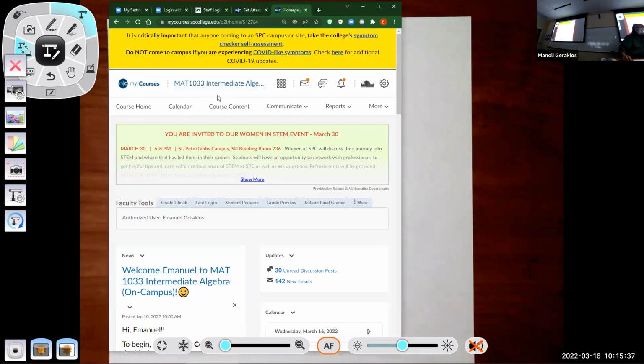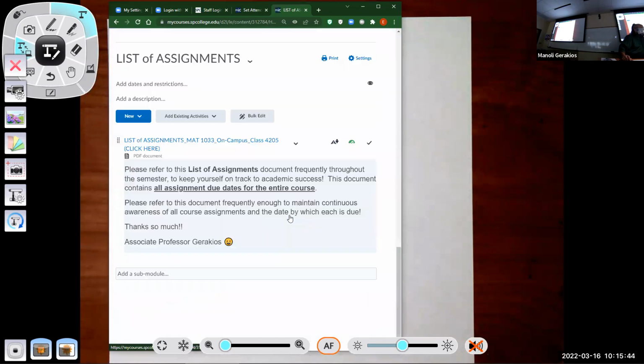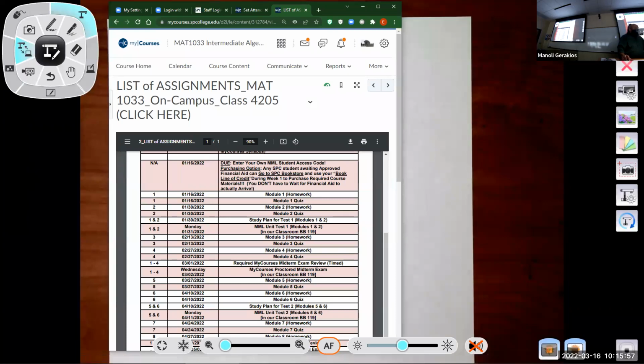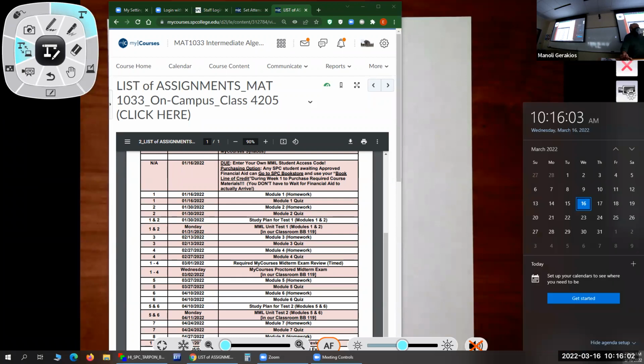Before we get going, I want to look at the course content list of assignments and just remind us that we're working on Module 5 that's due here on March 27th. It is not this coming Sunday, right? Just for those of us who missed class on Monday, the due date for Module 5 is the 27th, according to our list of assignments. It's our current assignment, okay?